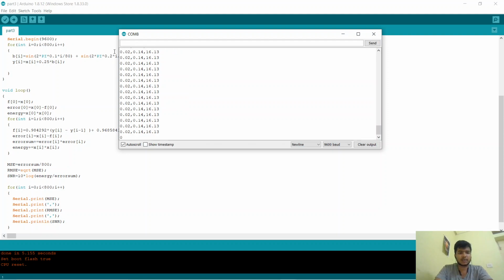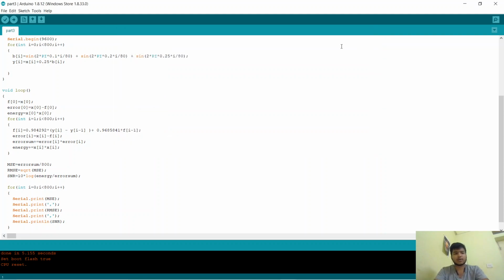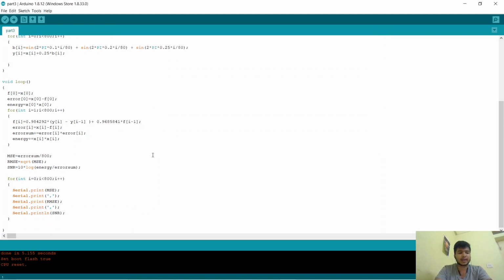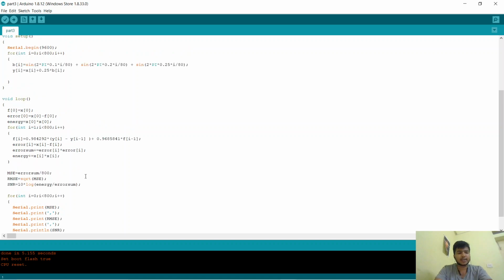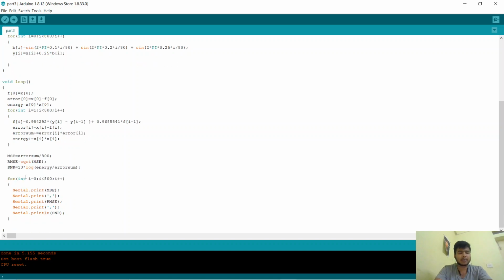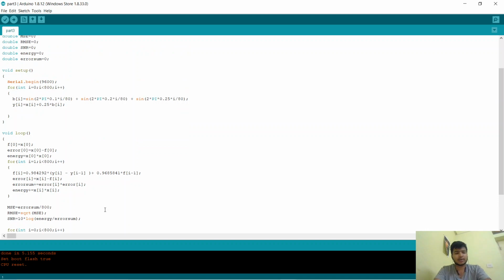So as you can see here, we have calculated three values. The mean square error is 0.02, the root mean square error is 0.14, and the SNR is 16.13. So we have finally calculated the filtered signal, and the error of the filtered signal with respect to the original signal by using three measures: mean square error, root mean square error, and SNR. So thank you.